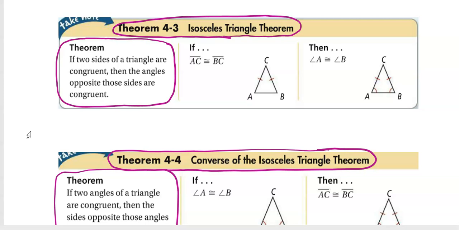Theorem 4.3 is the isosceles triangle theorem. If two sides of a triangle are congruent, then the angles opposite those sides are congruent. So basically what I just told you is in this theorem right here. So look for the two sides. The angles opposite those are the angles that are the same.